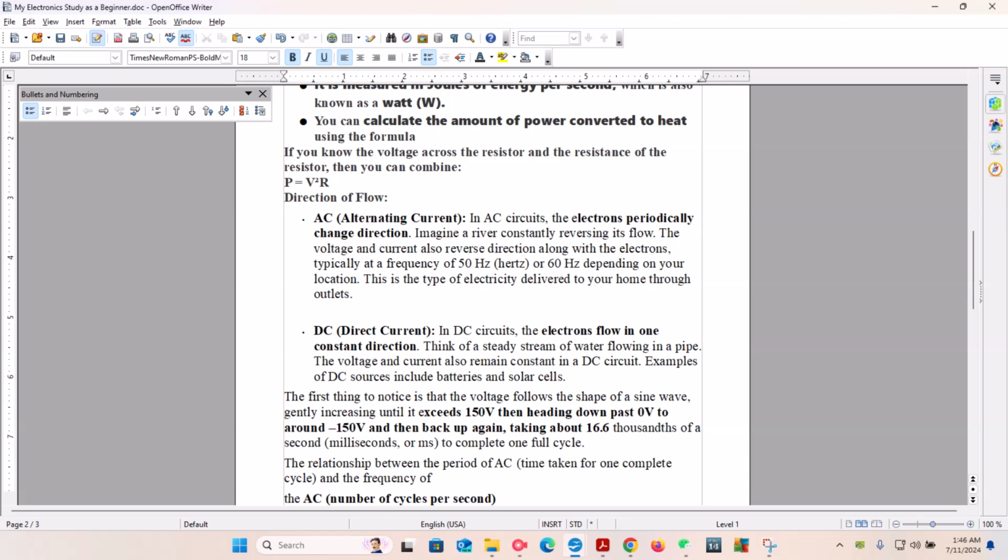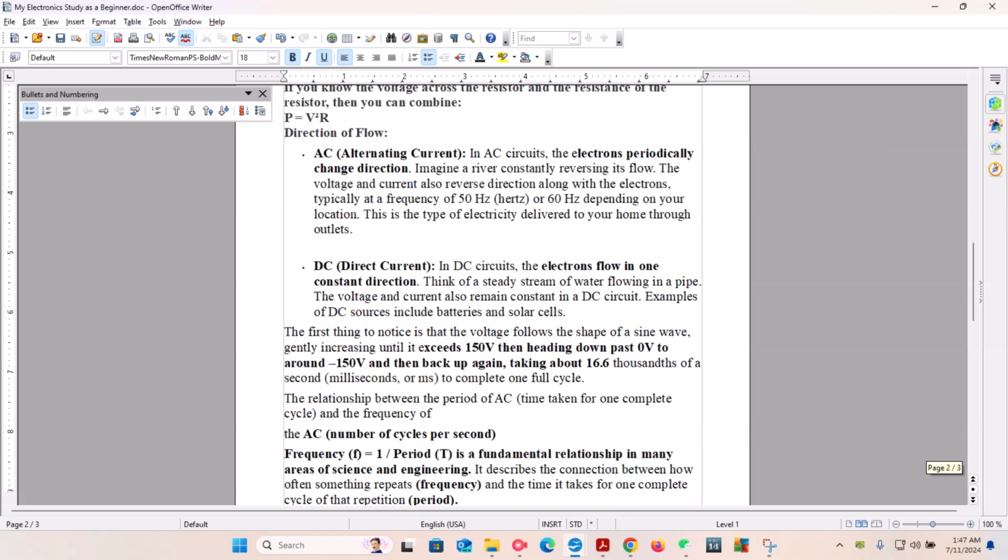Now let's talk about what direct current is. Direct current in DC circuits, like in electronics, so think of computers, etc., the electrons flow in one constant direction. Okay, it doesn't go back and forth, it goes in only one direction. Think of a steady stream of water flowing into a pipe. The voltage and current will also remain constant in a DC circuit. Examples of DC sources include batteries and solar cells. You could probably think of other examples too.